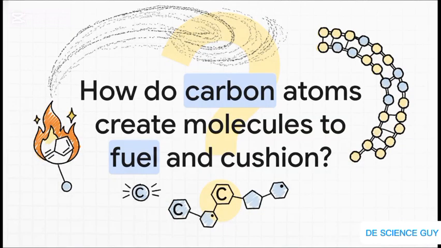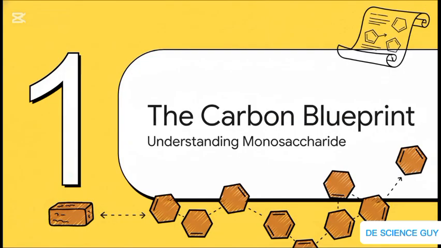So this is the big question, isn't it? How can something as simple as a few carbon atoms build molecules that do two completely different jobs? One minute they're fueling our cells, and the next they're cushioning our joints. It sounds a little like magic, but as you're about to see, the answer isn't magic at all. It's all about structure.